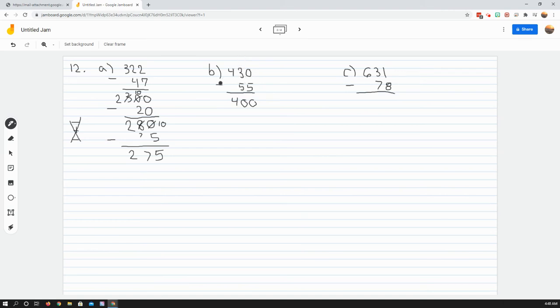So if I have 3, how much do I need in order to get to 5? Let's see. If I have 3, how much do I need in order to get to 5? I'm going to need 2 more. It's in my tens place. I'm going to write that 0. It's actually going to be a 20.